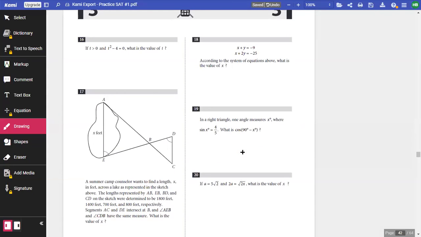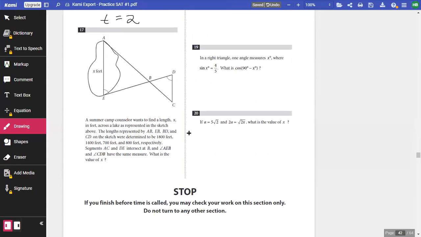Okay, so now we get to our free response questions. T squared minus 4, t squared equals 4, and t equals 2 when you take the square root of both sides. We can label this triangle. So it will be AB is 1800, EB is 1400, BD is 700, and CD is 800.